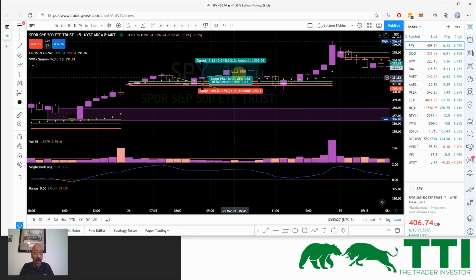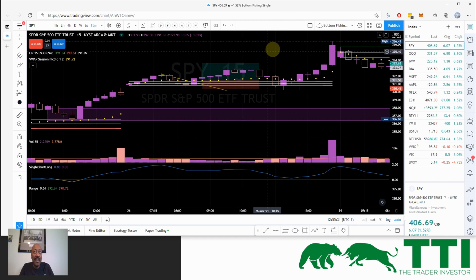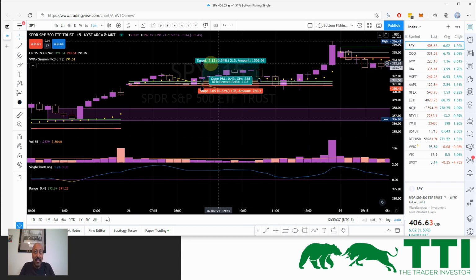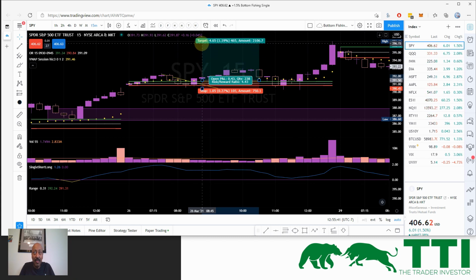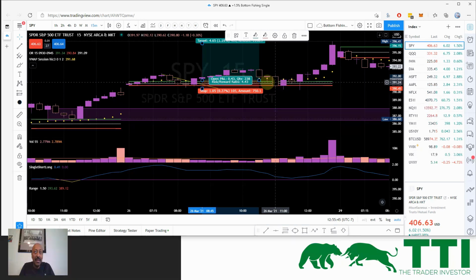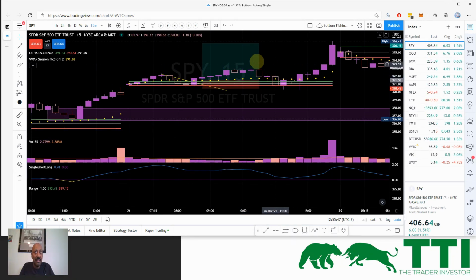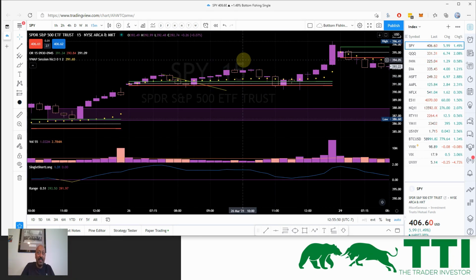But with this one, I'm going to take off half at the 2-to-1 mark and ride the rest and see what I can get. 3-to-1, 4-to-1. And as you can see, on this particular day, price actually did go up to a 4.43-to-1 ratio. This is very good risk reward ratio. So this is why I choose the entry that I choose.